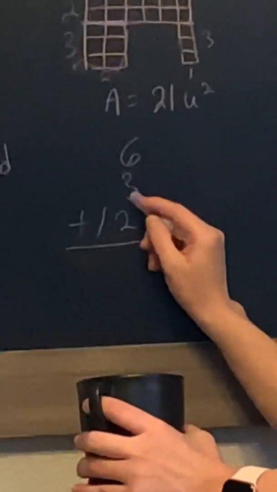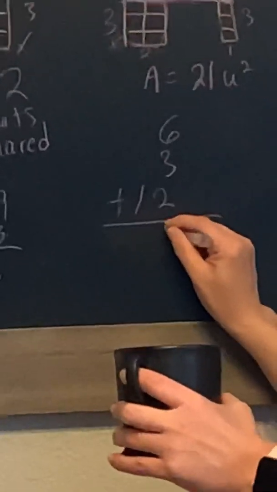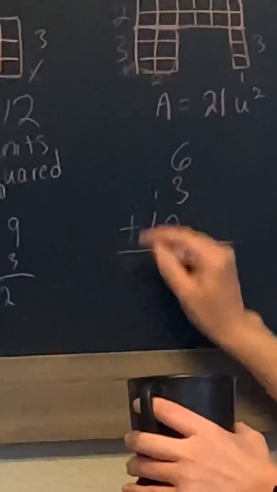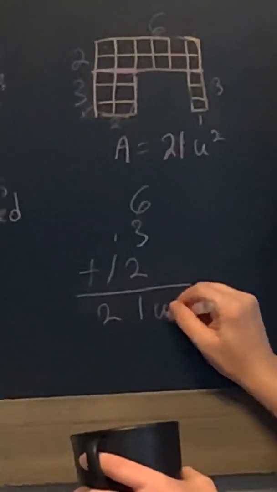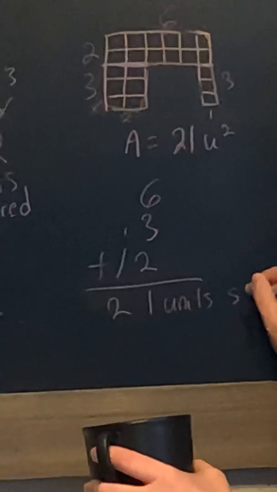Now let's add it all up. 6 plus 3 plus 12 is 21. Put down your 1, carry your 1. 1 plus 1 is 2. And again, you still get 21 units squared.